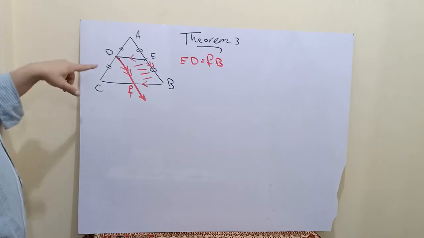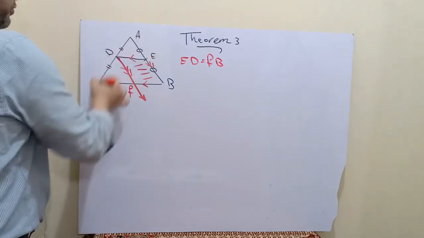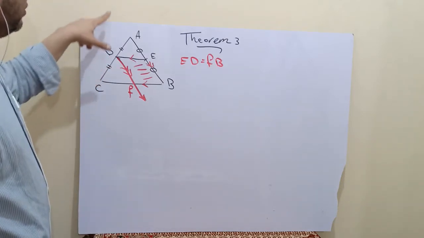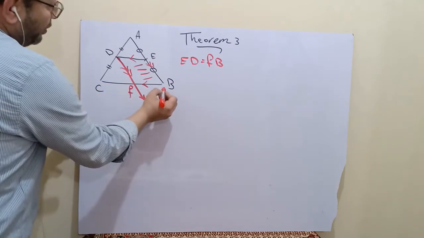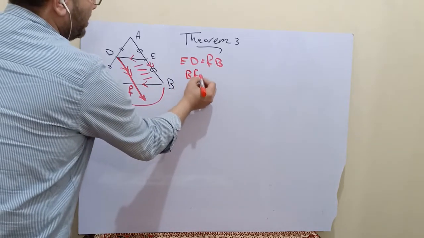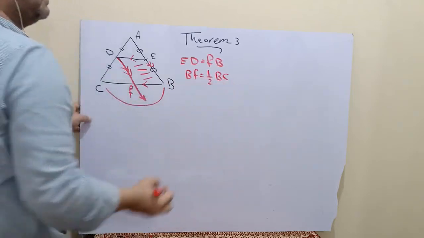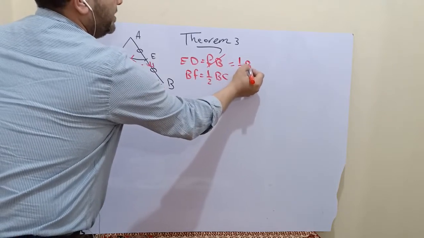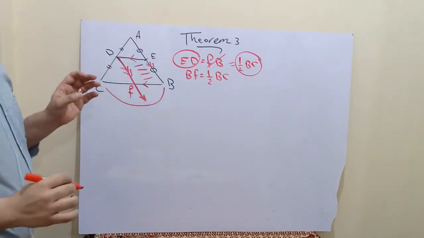But when we draw parallel from D, D is a midpoint of line segment AC. When we draw parallel from D to AB, then F must be the midpoint of BC. Then we know BF equals half BC. Then we can replace FB by half BC. Then ED equal half BC.